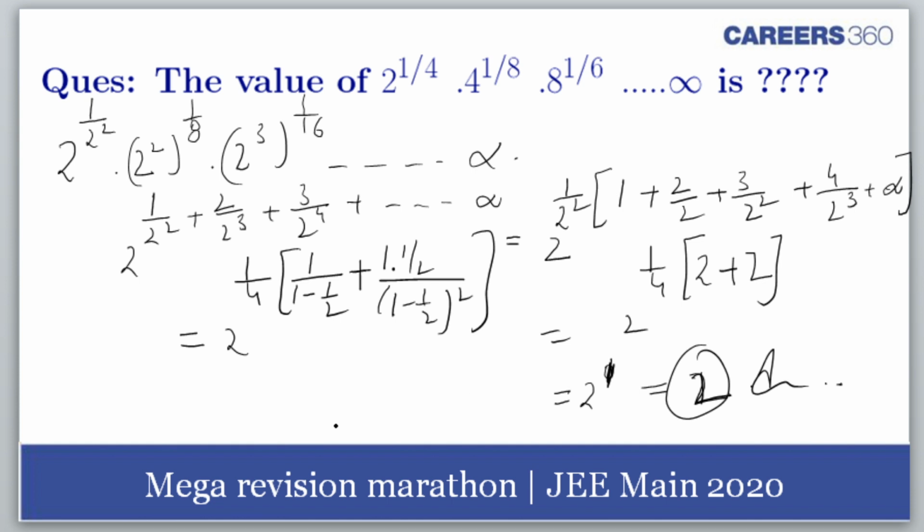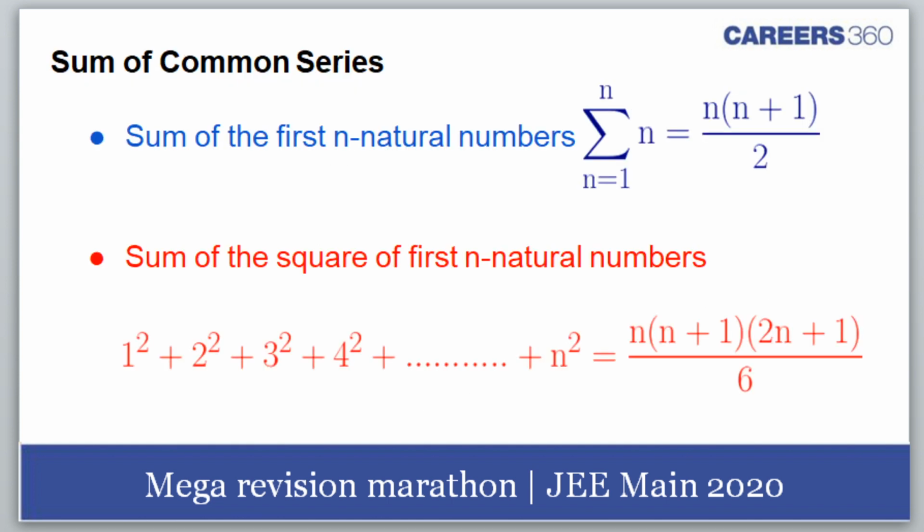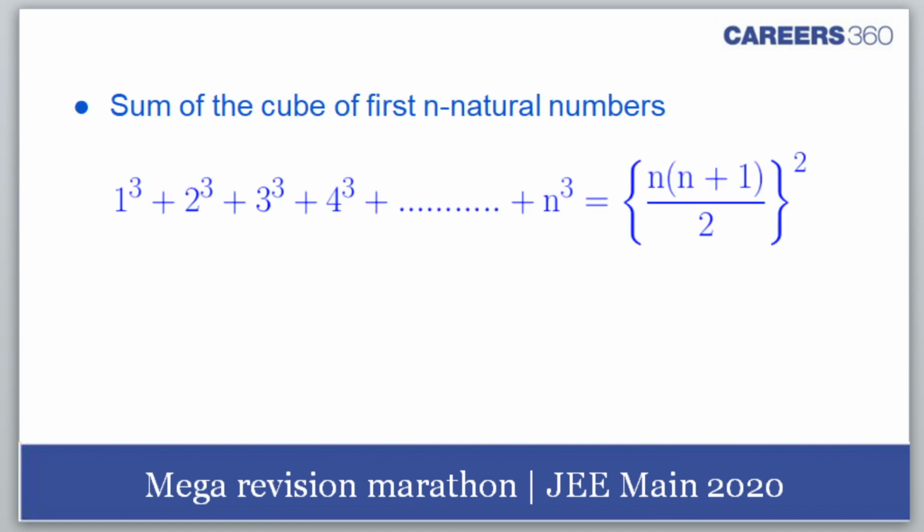So then we quickly have a look at summation of n. Summation of n is n into n plus 1 by 2. Sum of squares of first natural numbers is n into n plus 1 into 2n plus 1 by 6. And then sum of cubes of natural numbers is sigma n whole square.